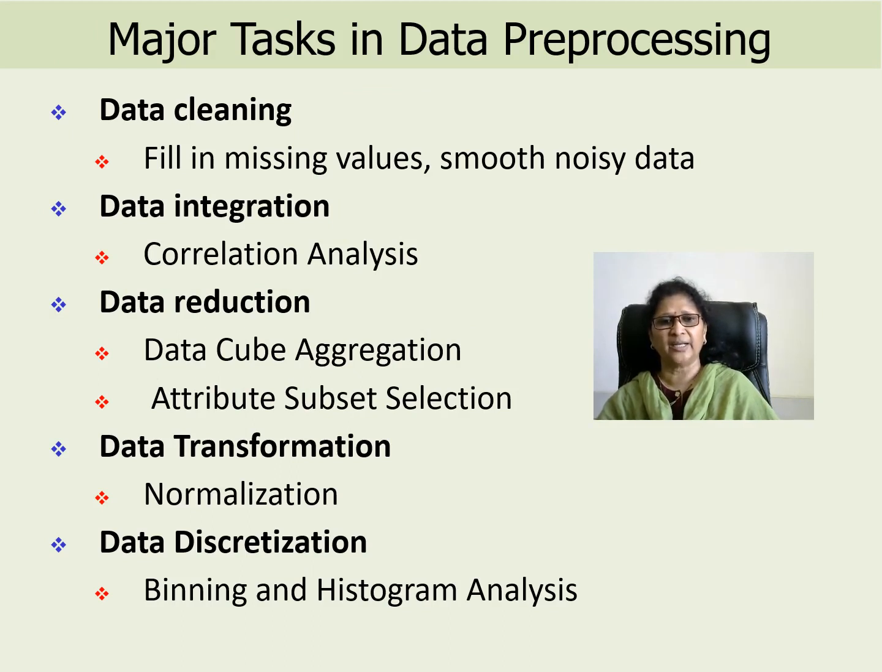First one is data cleaning. In data cleaning, we fill in the missing values and we try to smooth the data because there is some noisy data existing. Second one is data integration, where a correlation analysis is performed for data integration. Then there is one more term to be learnt, which is data reduction. In data reduction, we are going to learn about two: data cube aggregation and attribute subset selection.